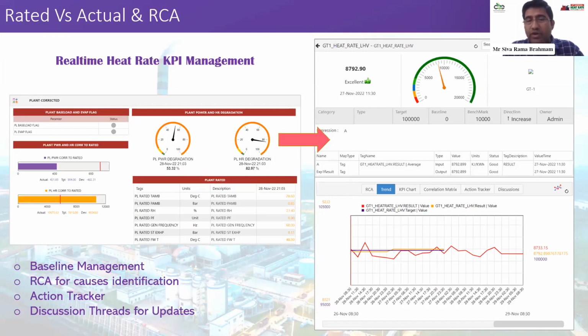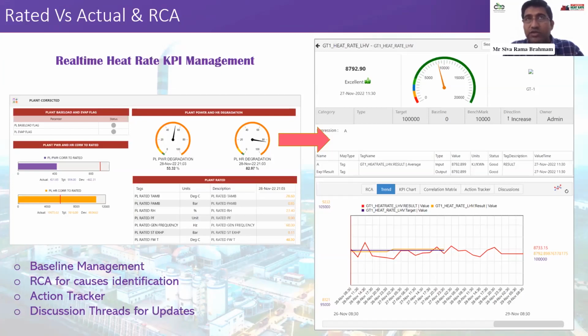is a problem right now, why the plant has degraded, what the reason is, why the efficiency decreased. All these things you can analyze using input trend root cause analysis. And you can also see a correlation matrix of the input variables with the KPIs, so you can quickly identify the cause of the degradation of the heat rate and also the power degradation in the GTs and other things. So the efficiency issues and performance issues can be easily identified using RCA, root cause analysis, using a KPI manager. And then there is an action tracker immediately.